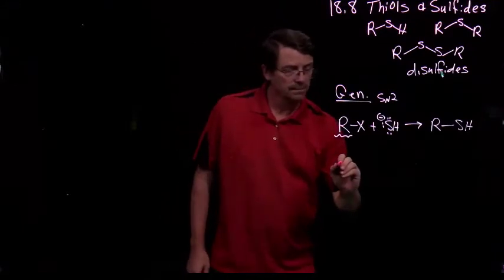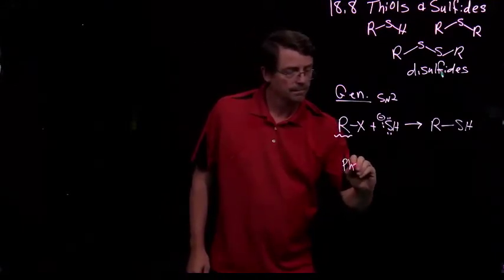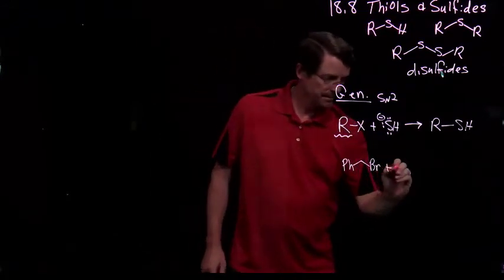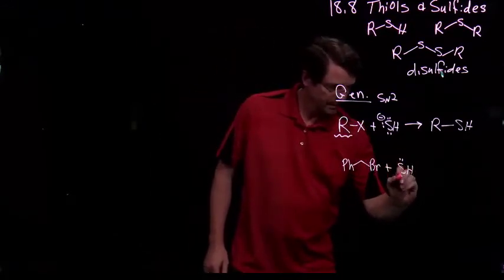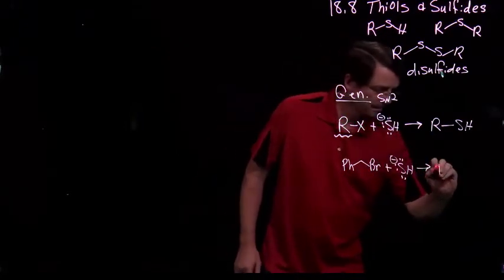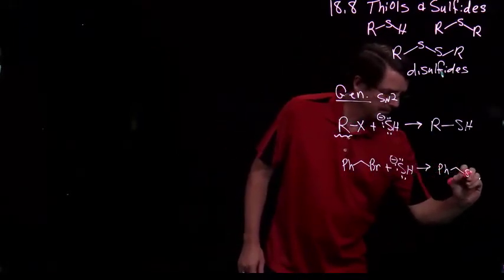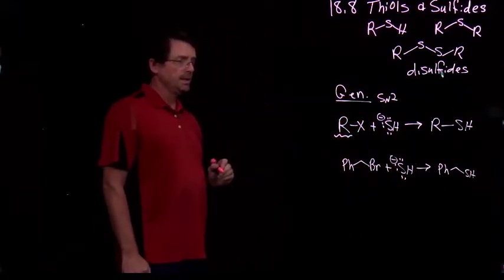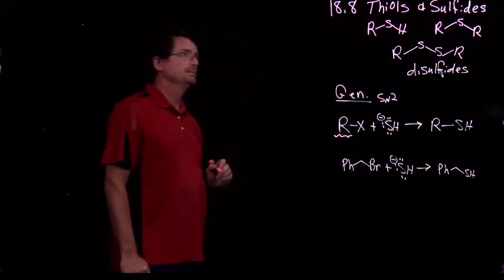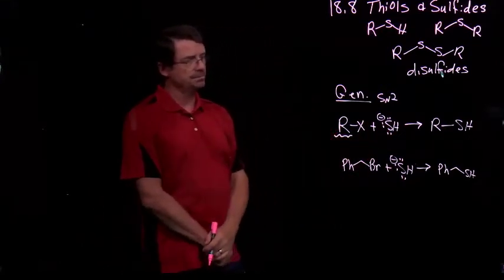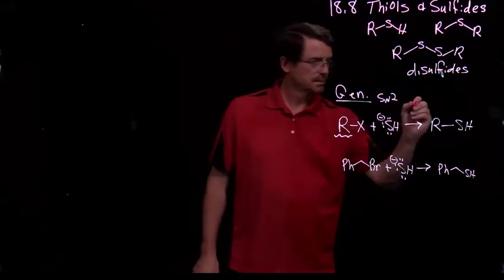So, as an example, benzyl bromide plus the anion yields the thiol. So that's how we can make them. Now, this anion comes from H2S.